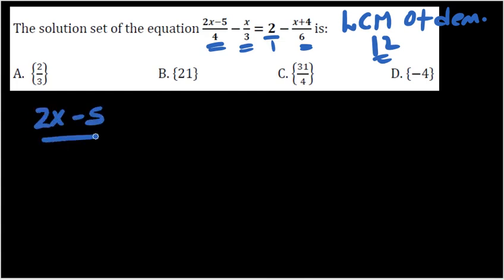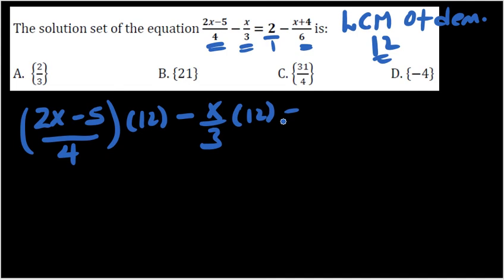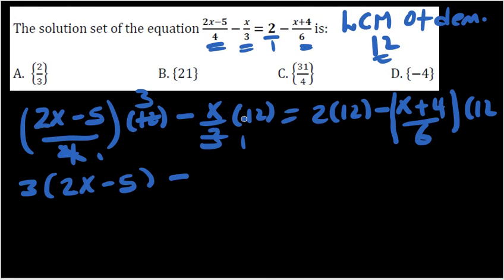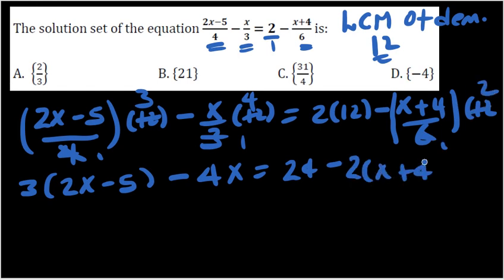2x minus 5, the whole over 4, will be multiplied with 12. Okay, minus x over 3 also multiplied with 12 is equal to 2 also will be multiplied with 12 minus x plus 4 over 6 also will be multiplied with 12. Okay, then 12 by 4 is 3, 12 by 3 is 4. So what is left? 3 in bracket 2x minus 5 minus 4 times x will be 4x is equal to 2 times 12 will be 24 minus here 12 by 6 is 2, and 2 in bracket x plus 4.